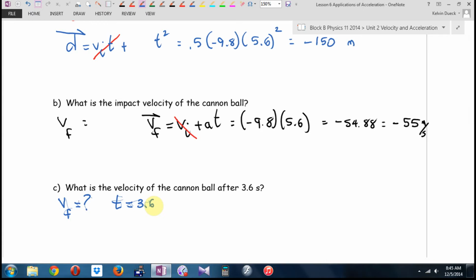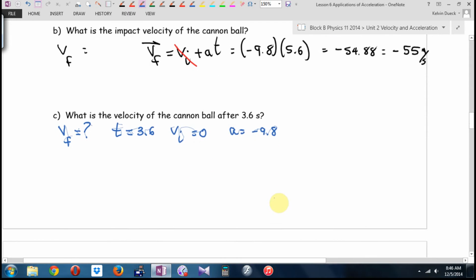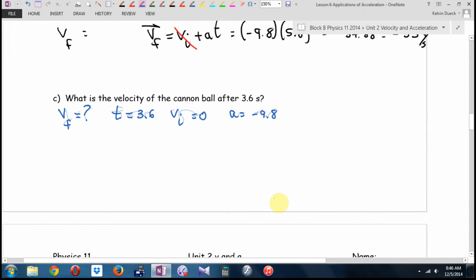I underlined something in the original instructions, a word that began with the letter D. Dropped, which means what? It means VI equals 0. And if we're in free fall, I'll never tell you this, you need to know also, we know the acceleration. What's the acceleration? Negative 9.8. So I'm looking for an equation that has VF, T, VI, and A in it. You're probably going to want access to your yellow formula sheet. VF equals VI plus AT.